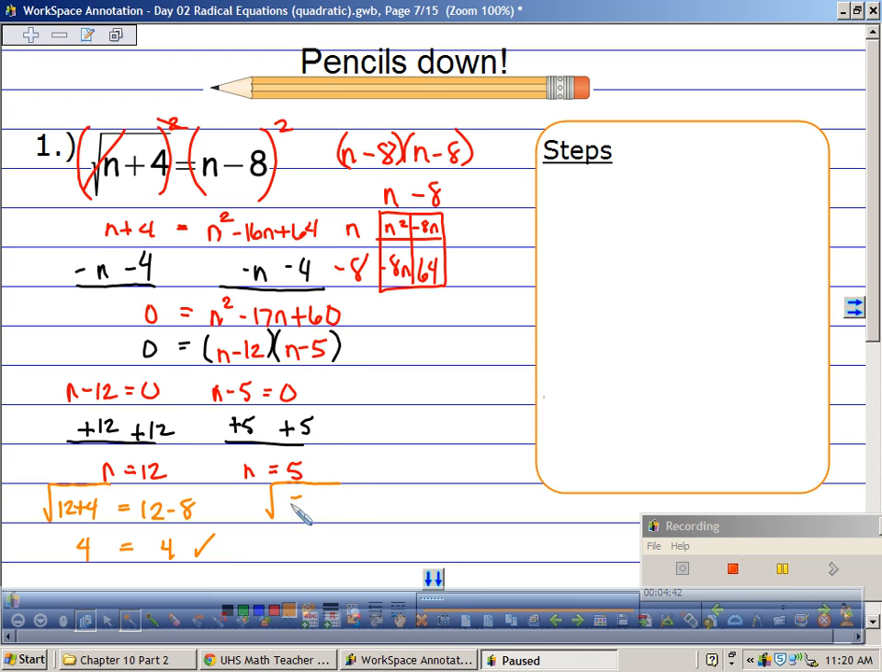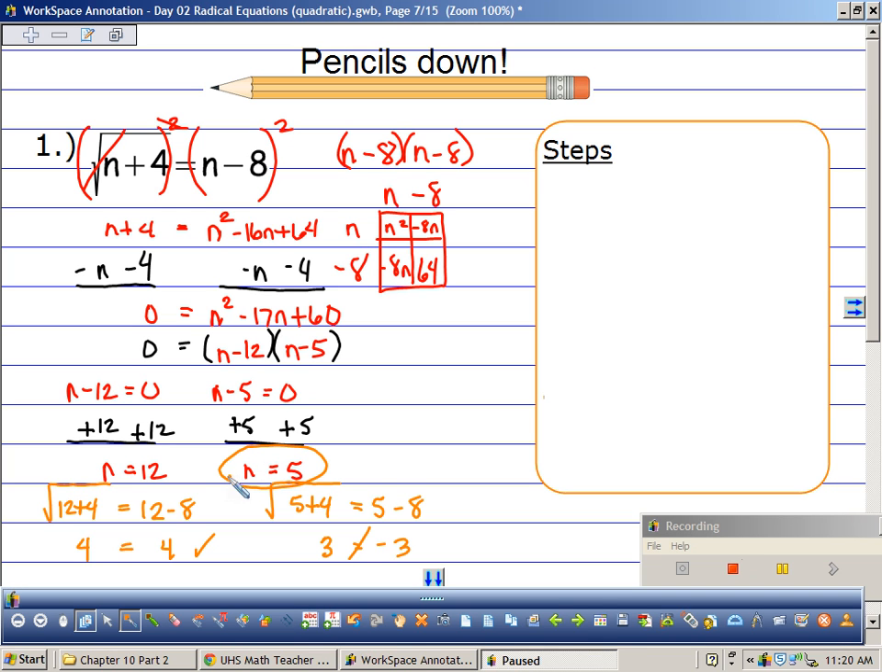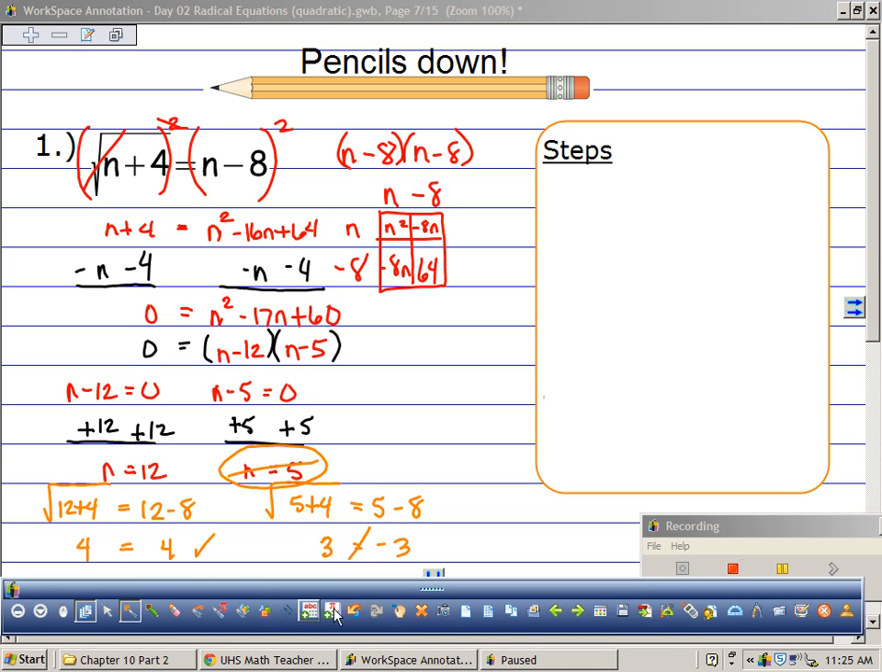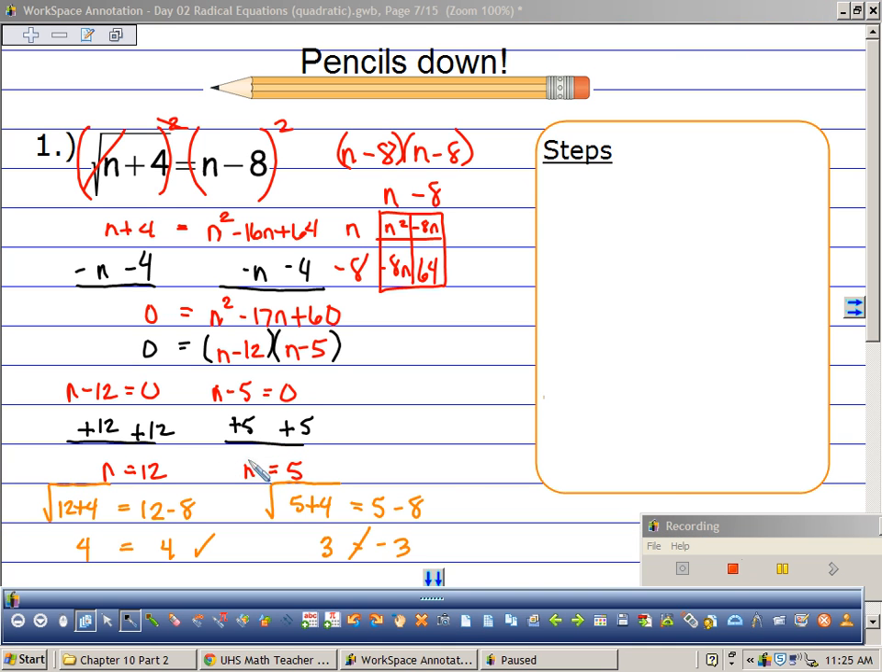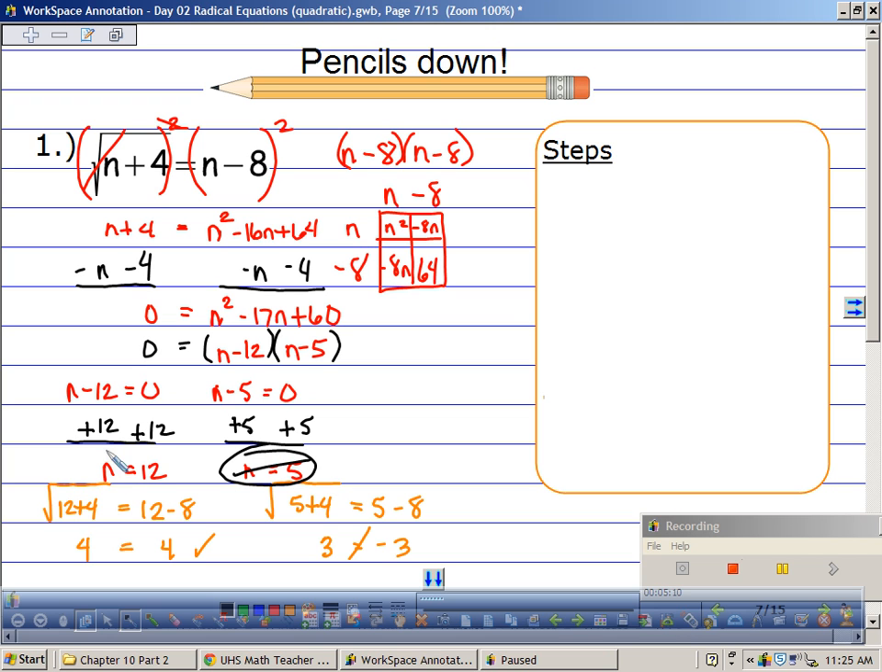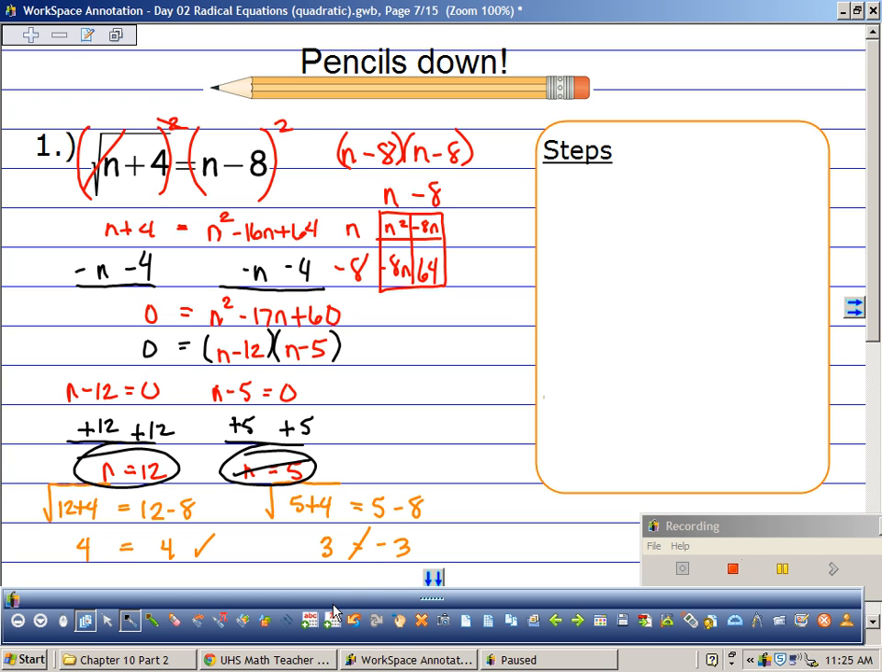Let's try this one. The square root of 5 plus 4 should equal 5 minus 8. I can already see something wrong with this one. 5 plus 4 is 9, and the square root of 9 is 3. But 3 does not equal negative 3. So this is not a solution. This one doesn't work, this one does work. The only solution is n equals 12.